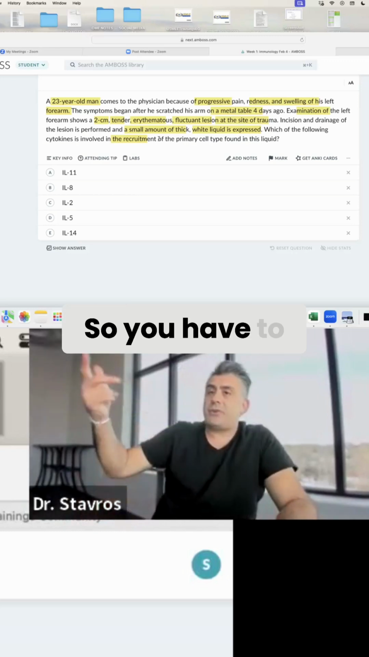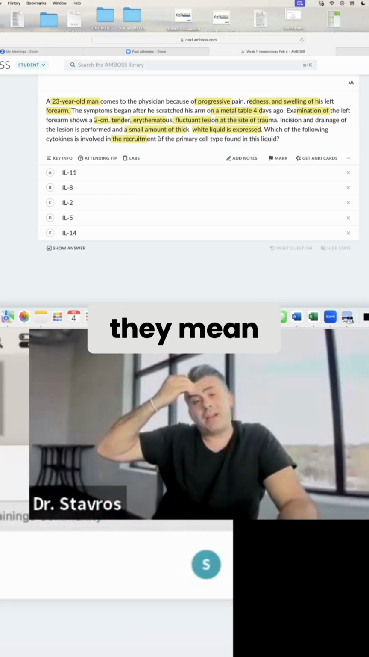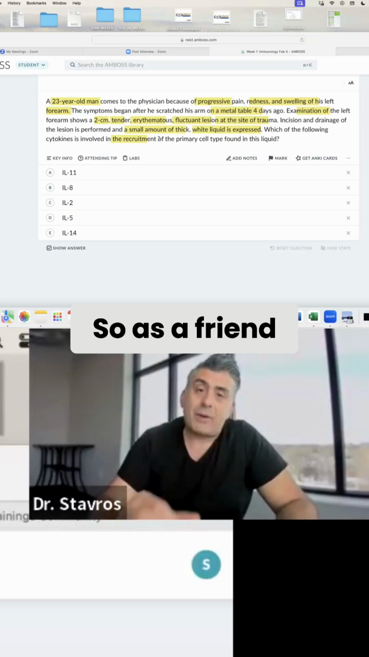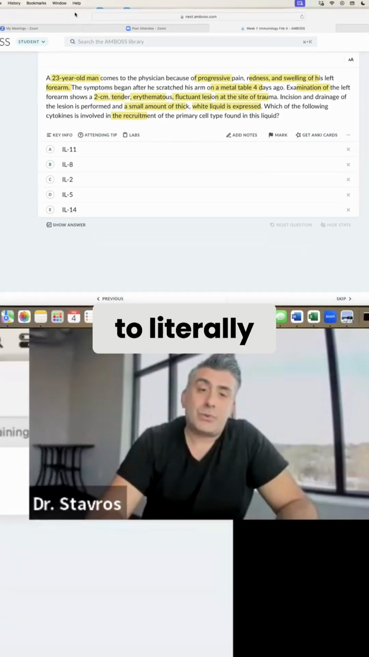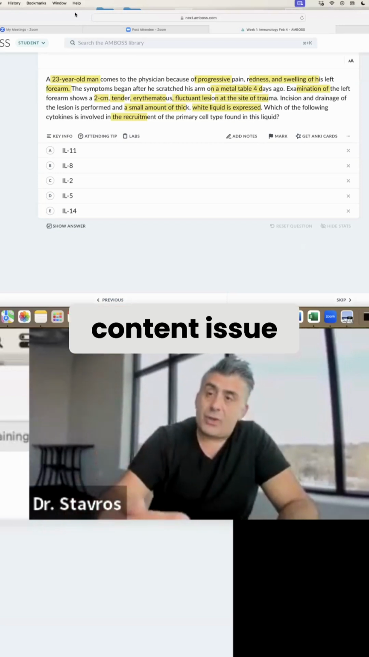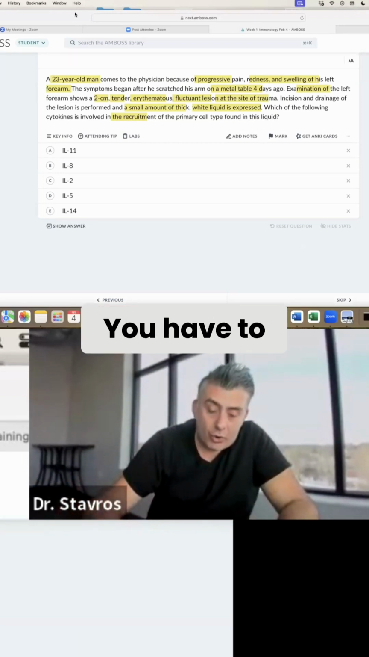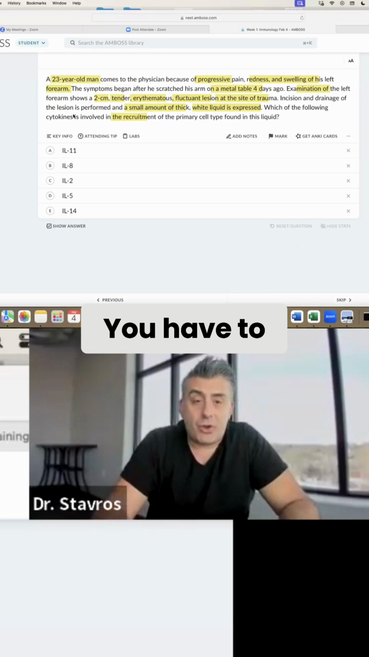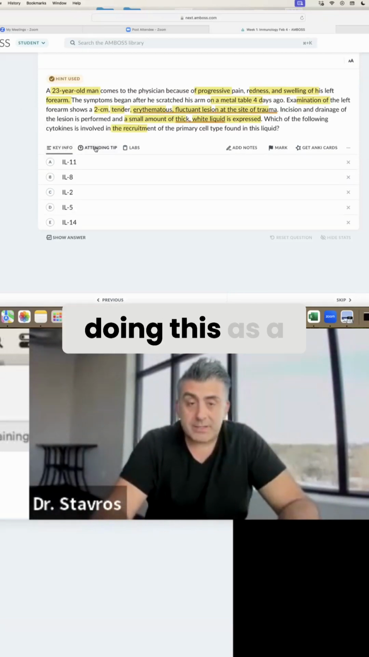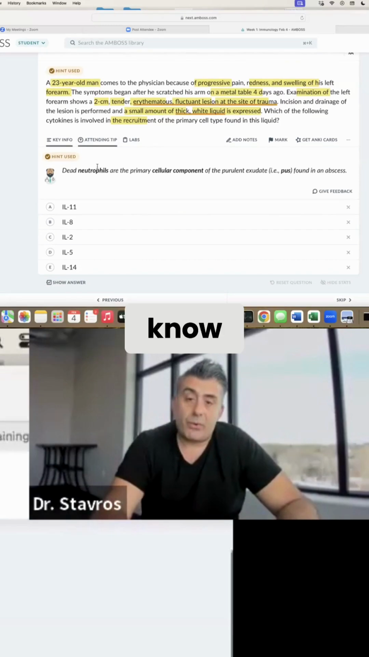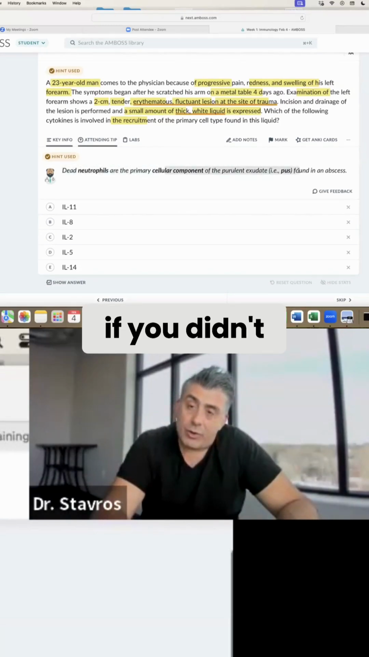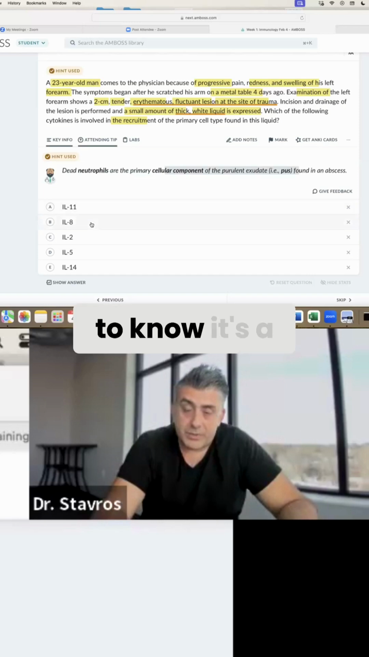So you have to know what they mean. You have to know what interleukin 2 is and 5. So as a friend, I would ask you to literally open up your First Aid and say, okay, if this is a content issue, you have to learn the content. You have to know what it is. You have to know by hitting the key info and maybe doing this as a hint. If you don't know, this should trigger the answer if you didn't know it before. And you just need to know it's an interleukin 8.